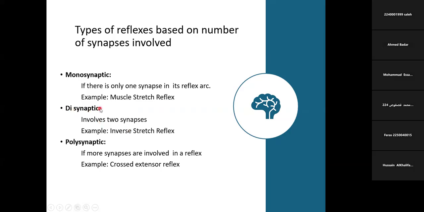What is a disynaptic reflex? If it involves 2 synapses, then it is called a disynaptic reflex. The inverse stretch reflex is an example of the disynaptic reflex. What is a polysynaptic reflex? If more synapses are involved in a reflex, an example is the crossed extensor reflex. We will learn this, inshallah, in the next 10 slides.